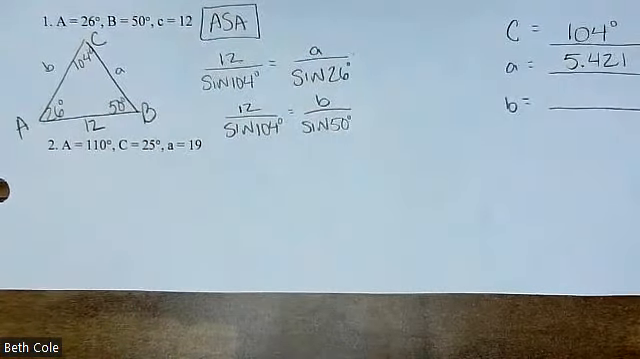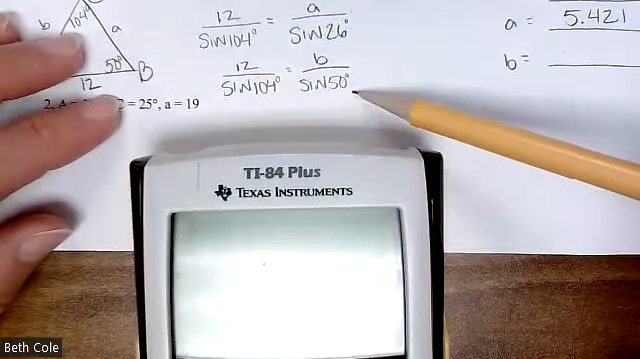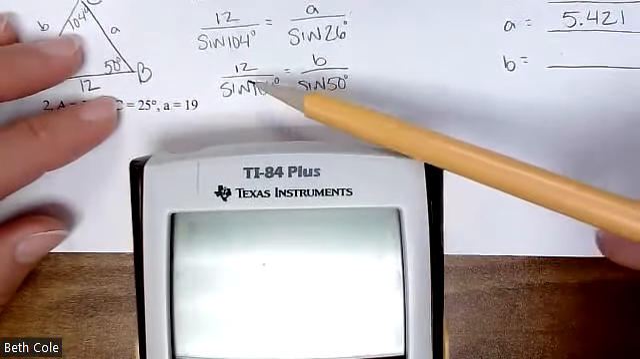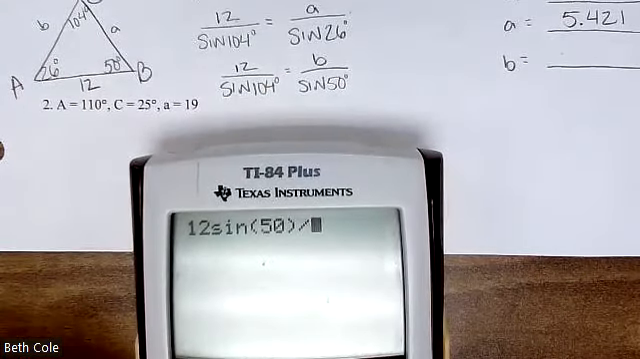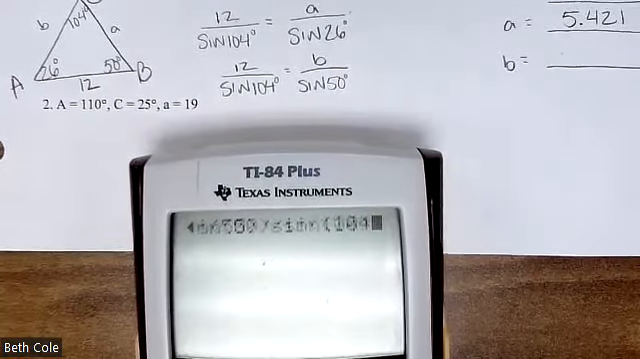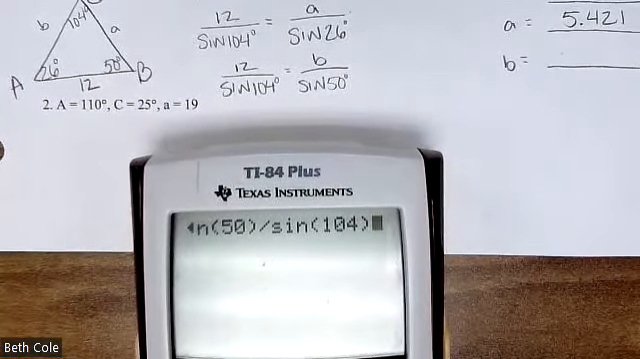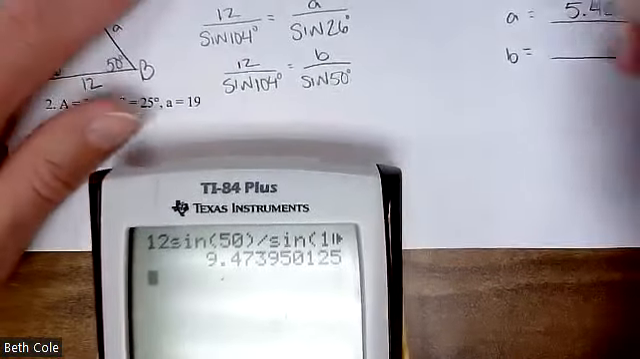So when you go to type that one, cross multiply and divide. So you're going to type 12 sine of 50 divided by sine of 104. And you should get a number bigger than 5.421. Because if you find them smallest to biggest, this one should be bigger. And that's the way you can kind of check your work. So you get a number bigger than 5? All right, 9.473.